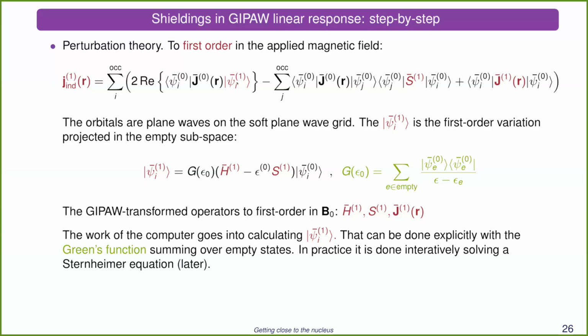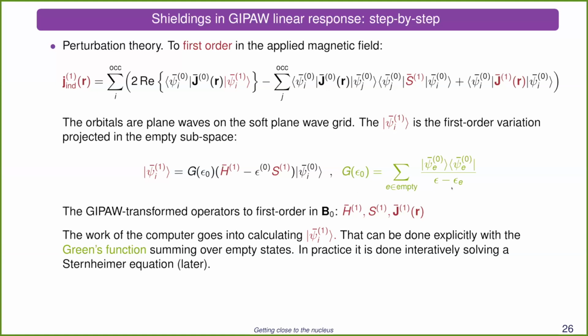But the big challenge is this, and the computer is spending 99% of the time calculating this first order induced current. Here you see the problem it has to solve. The first order induced current is a Green's function times the first order Hamiltonian working on the zeroth order orbital. The Green's function you can write down like this in a formal sense. You have to sum over all the empty orbitals to very, very high energies in order to get this first order current. And in practice, this is of course not done like that.